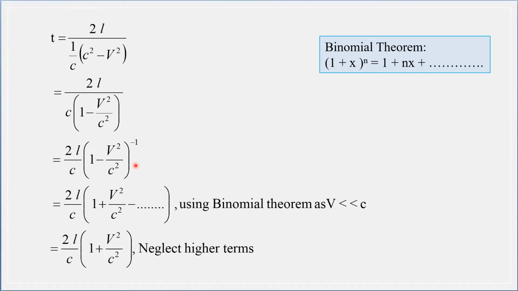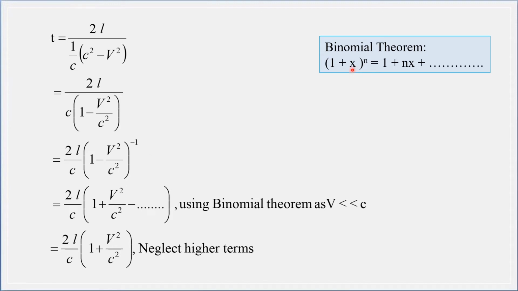The velocity of c is 3 into 10 raised to 8 meter per second. The velocity v is 36,000, that means 3.6 into 10 raised to 4 meter per second. c is 3 into 10 raised to 8. So v is much smaller than c. So this term v square by c square is very small. So we can use the binomial theorem.